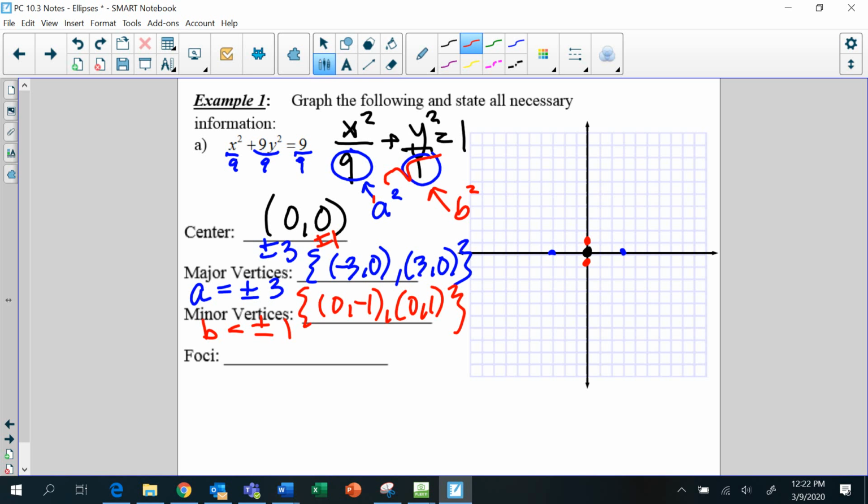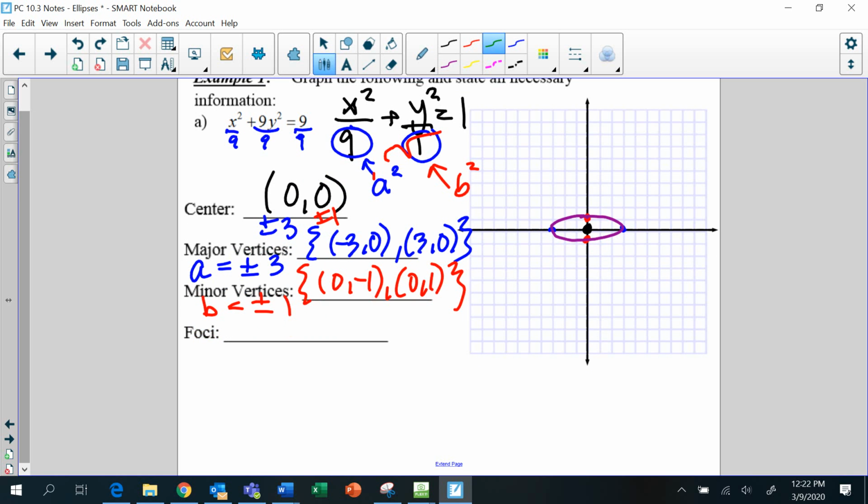Okay. So I can draw my ellipse now. Try to not make it look like an egg or a football as much as you can. They don't have points at the ends of them, they round. And then we need to find our foci.